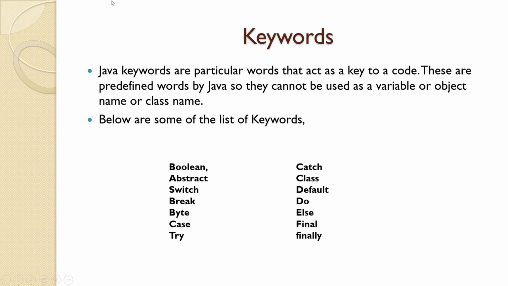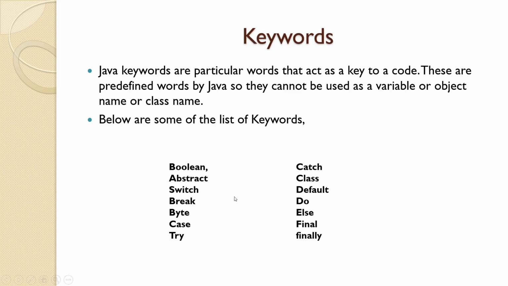For example, there are lots of keywords. I have listed some of them here, like all the data types, boolean, and abstract, and class, and switch. In switch they have already used switch as a key, and break, and byte, again a data type. Case, in switch we have cases. So we cannot use case for a variable name or a class name or anything. Case is already a reserved keyword in Java.